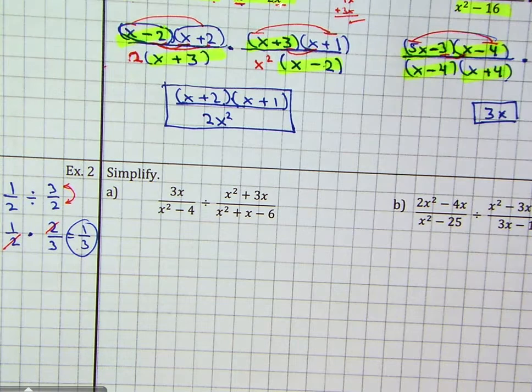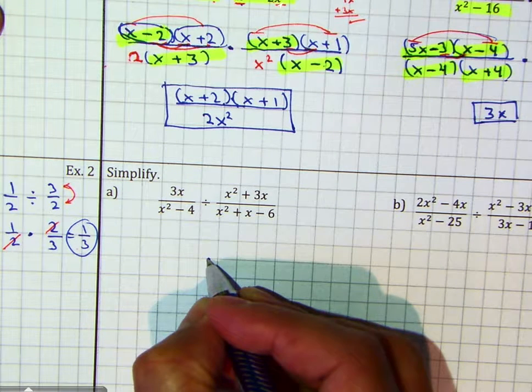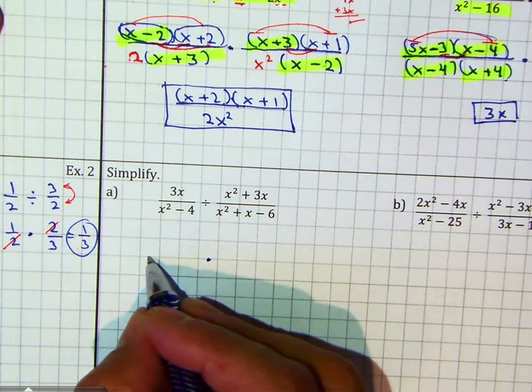And that's what we're doing here. If you have a division, we are going to change the division to multiplication. Our first fraction will stay exactly the same.